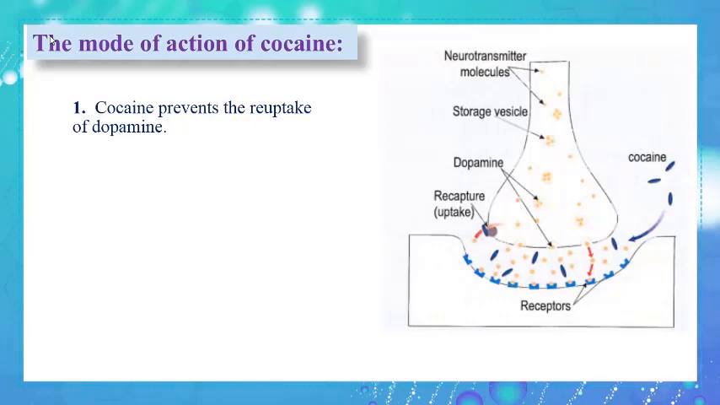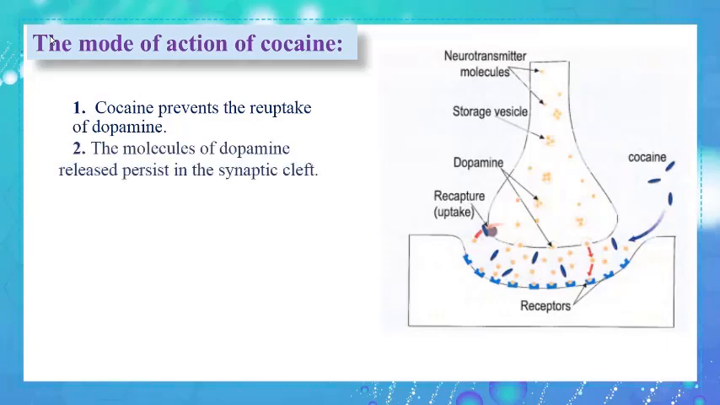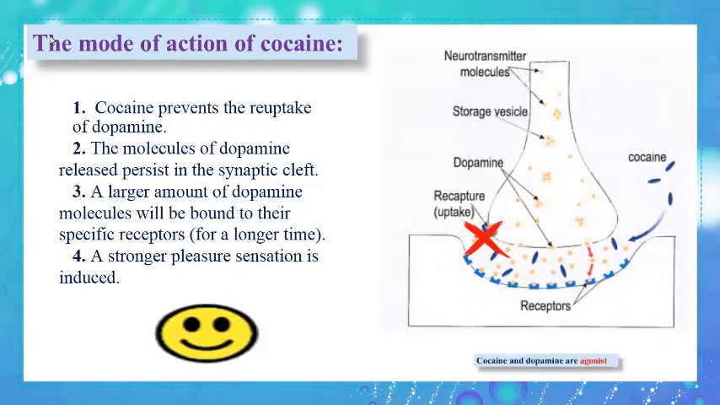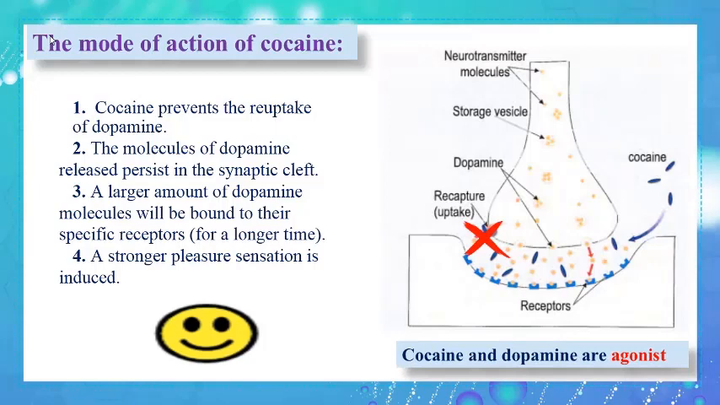Cocaine prevents the reuptake of dopamine. The molecules of dopamine released persist in the synaptic cleft. A larger amount of dopamine molecules will be bound to their specific receptors for a longer time, and finally, a stronger pleasure sensation is induced. And this shows how cocaine and dopamine are agonists.